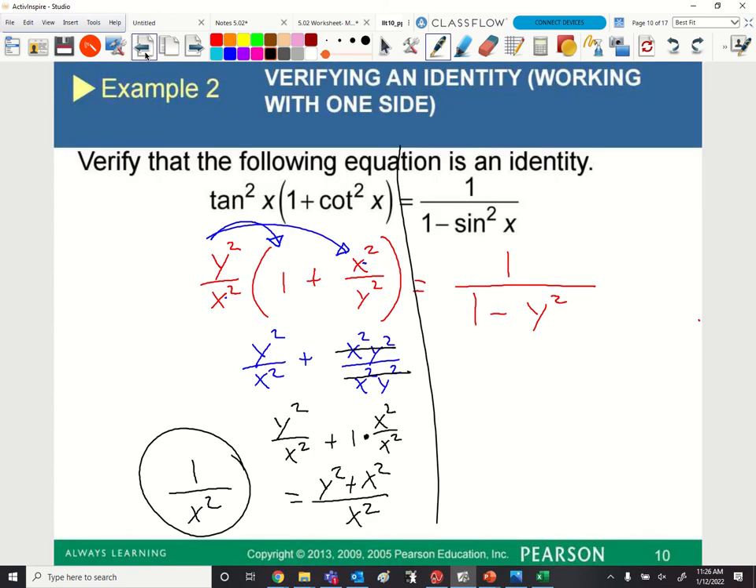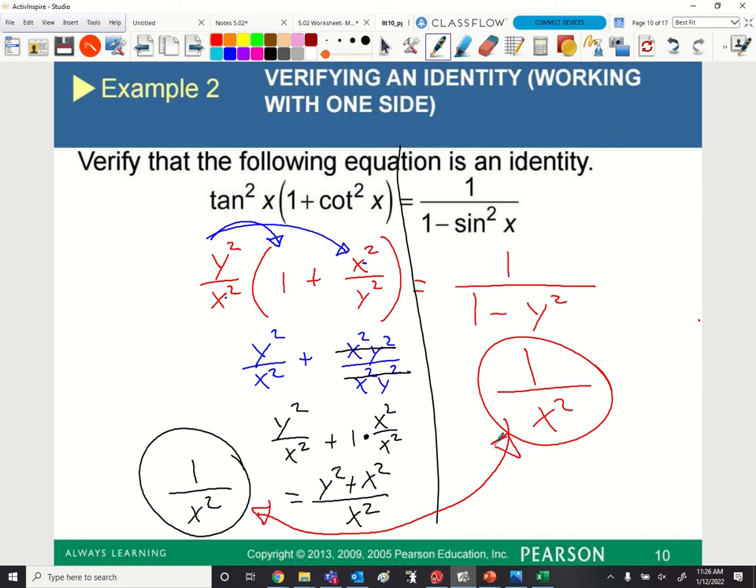So over here on the right hand side, I'm going to replace the 1 minus y squared with x squared. So 1 over x squared. So now they match. So what I did is, I worked the left side, got it to a good spot, and then I could use another identity to work the right side.